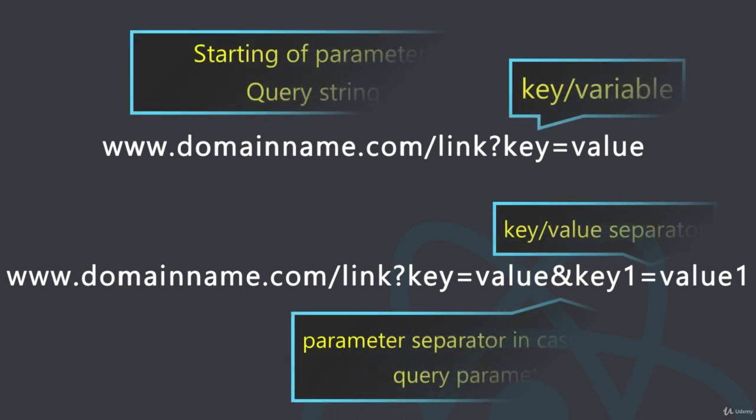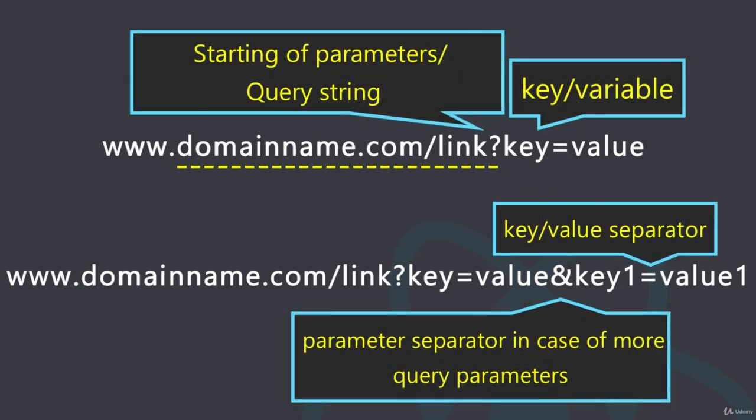For example, you may have domainname.com/link, then you have a question mark, key is equal to value. This is one possibility. The second possibility is you may have more than one pair of parameters. That is, after the question mark, you have key is equal to value, ampersand, key1 is equal to value1, and so on.